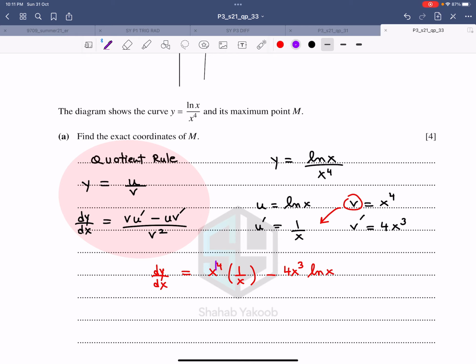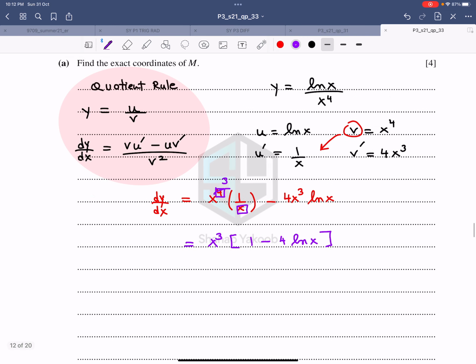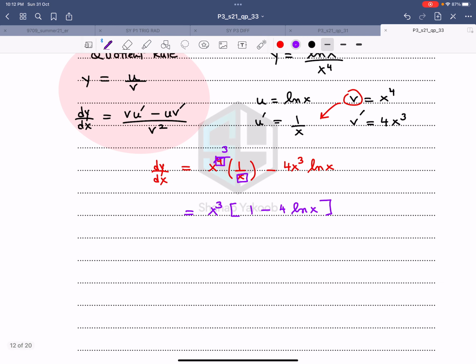Now this is x power 4 over x. This simplifies to x cube. Let me take x cube common out. So therefore this is 1 minus 4 ln x. Simple working. And they are simply asking for the coordinates of m. That means the x coordinate as well as the y coordinate.